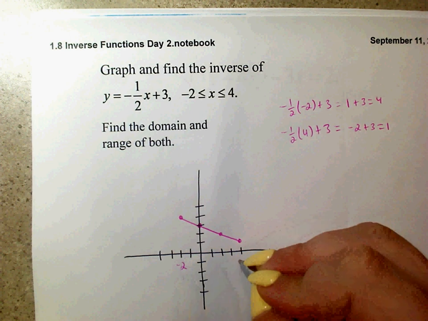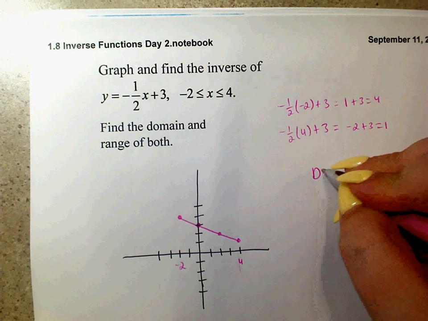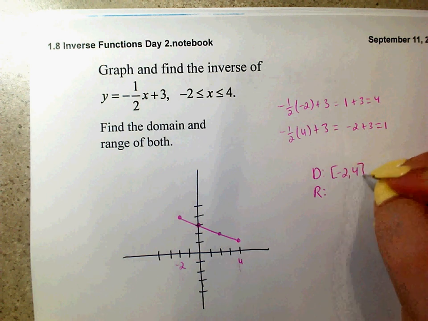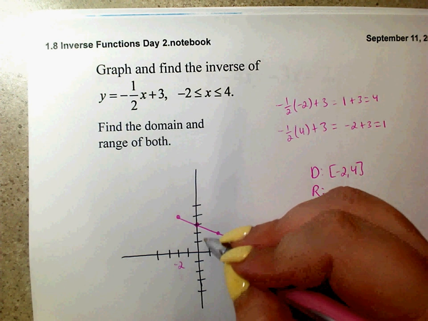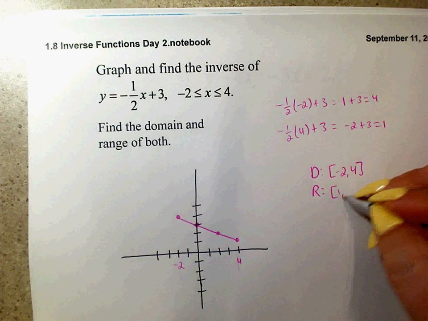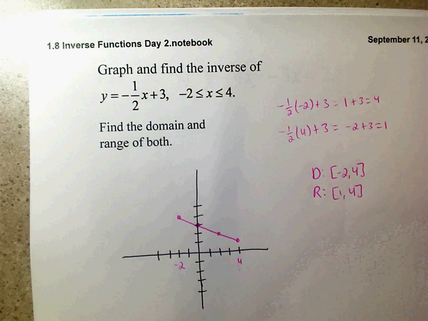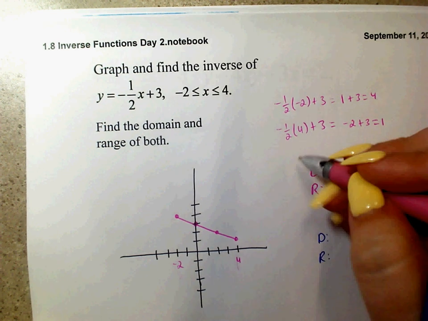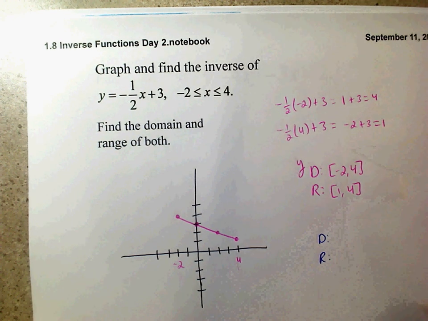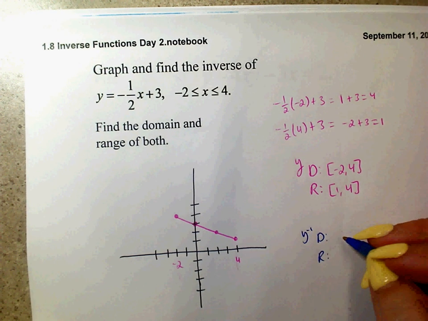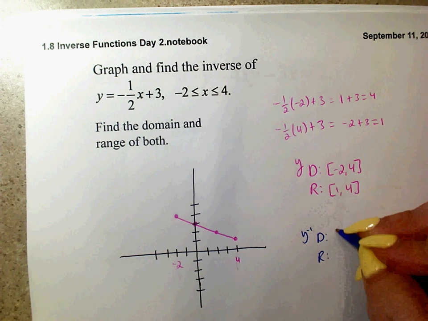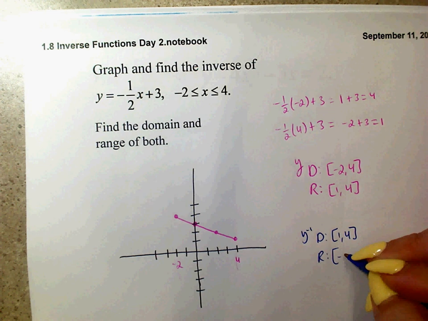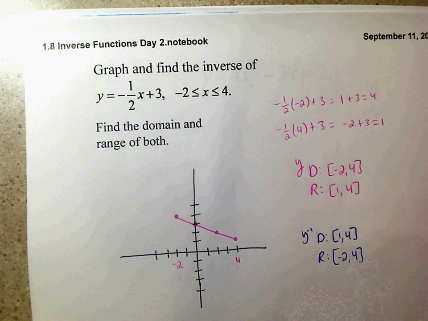Its domain, obviously, is -2 to 4, and its range is y value 1 to y value 4, which means I already know the domain and range of my inverse. So this is the domain and range of y, and this is the domain and range of y inverse. The domain should be the range of the original, so 1 to 4, and the range should be -2 to 4. Okay, let's find the inverse and make sure that that works out.